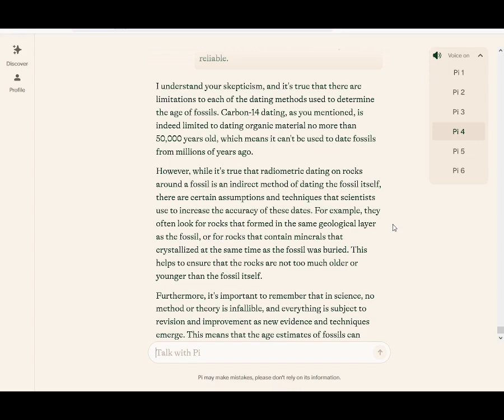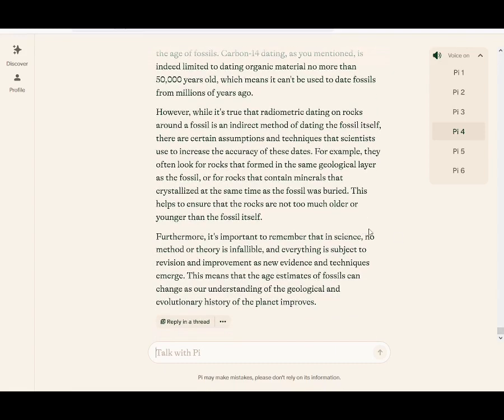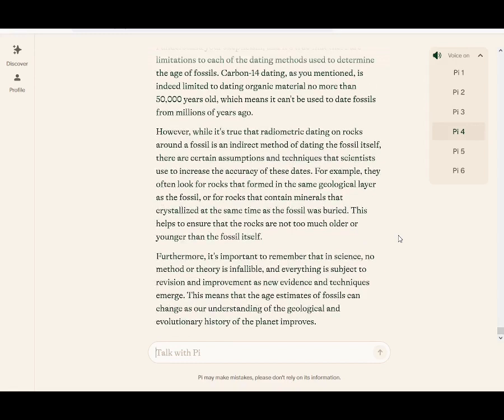Furthermore, it's important to remember that in science, no method or theory is infallible, and everything is subject to revision and improvement as new evidence and techniques emerge. This means that the age estimates of fossils can change as our understanding of the geological and evolutionary history of the planet improves.